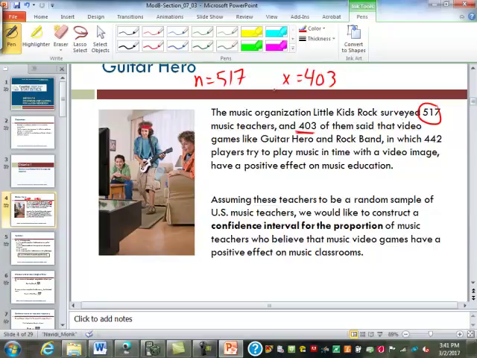Again, think of this similar to the binomial distribution. n is 517. That's our sample size. x of 403, that's how many are in favor of this. So that's our number of successes out of the 517 trials. Assuming these teachers to be a random sample. So again, we have to assume that it's a simple random sample. We would like to construct the confidence interval for the population proportion now.